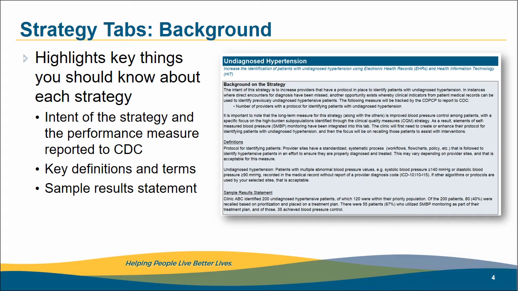That second portion will be for any key definitions. That's where we try to highlight terms that you'll need to know in order to answer some of the statements or think about your action plan. This could include things like diagnosis codes or age ranges for patients or participants within your program. The final portion that's included in the blue box, which again is the background section, is the sample results statement. We thought this might be an easier way for organizations to really grasp the intended outcome of the strategy.